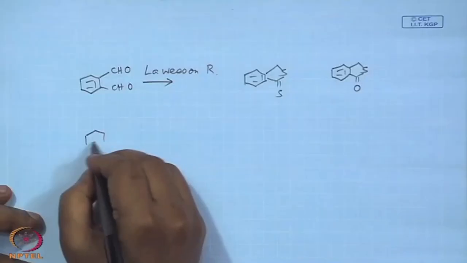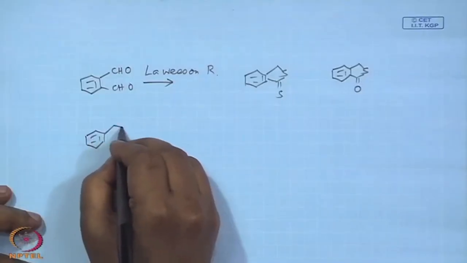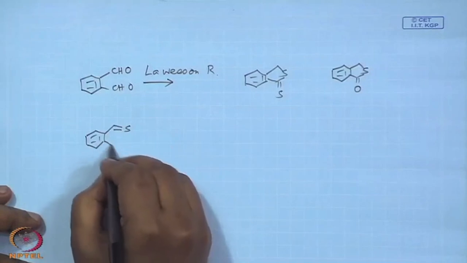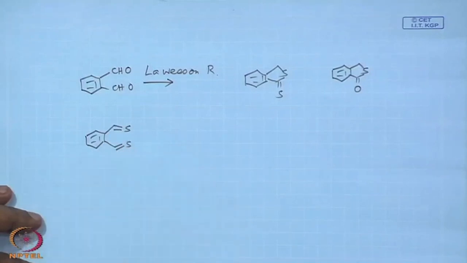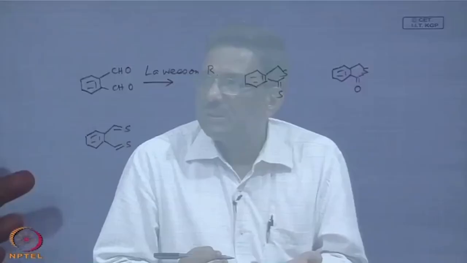Lawesson's reagent, what does it do? It exchanges this oxygen with sulfur here and sulfur here, and of course the next thing, we thought it would give this thionoaldehyde. Probably you do not know, thionoaldehydes are very difficult to make. There are very few stable thionoaldehydes, so they are pretty unstable.